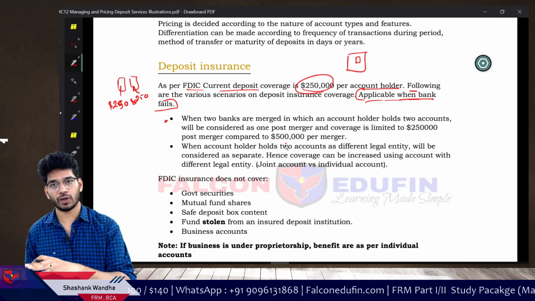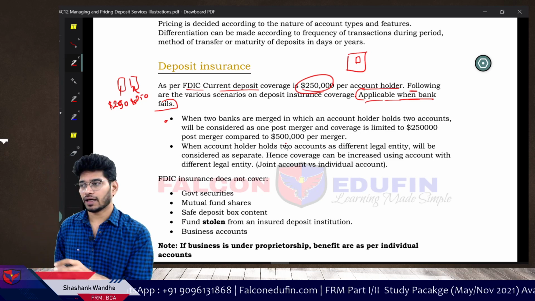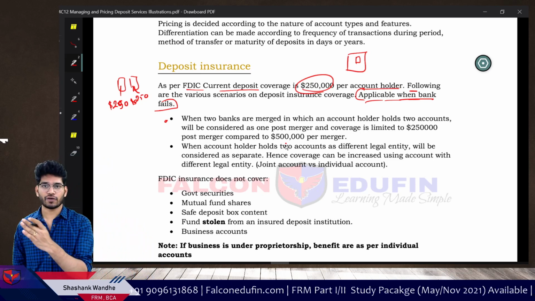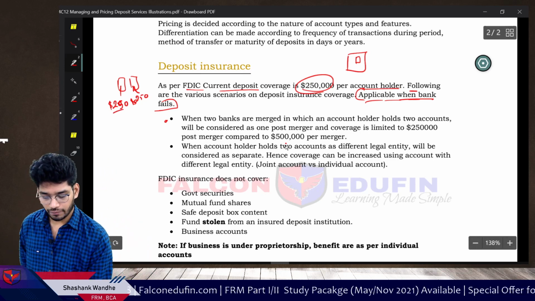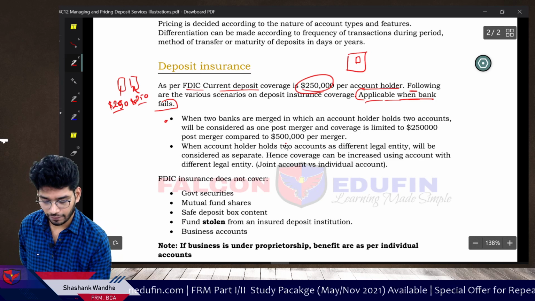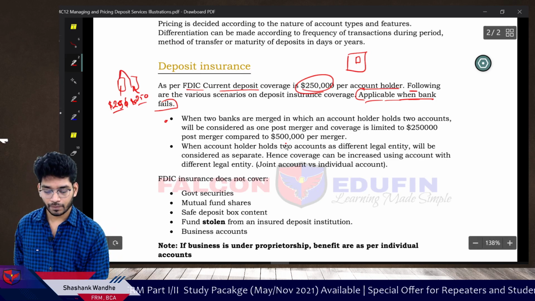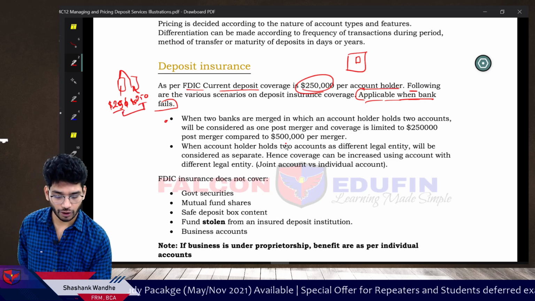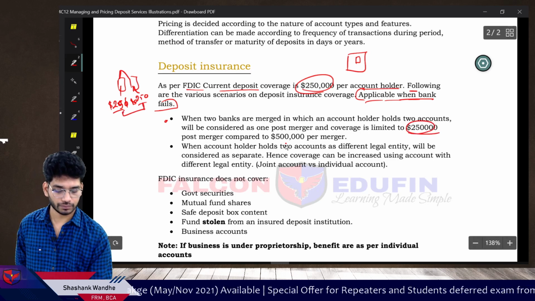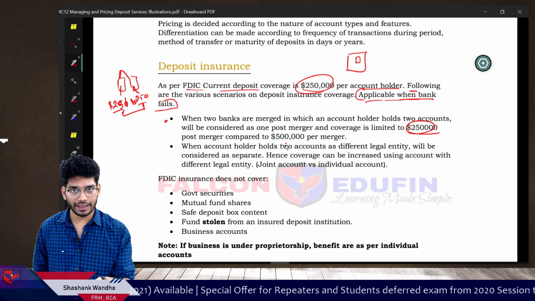So if you are holding funds in, say, 5 different banks, then you will get the advantage of $250,000 multiplied by 5, for every bank. Here we will take the example of two banks. If these two banks merge with each other, then this amount will be clubbed and you will only get the benefit of $250,000, because it is per bank, per account holder, right?